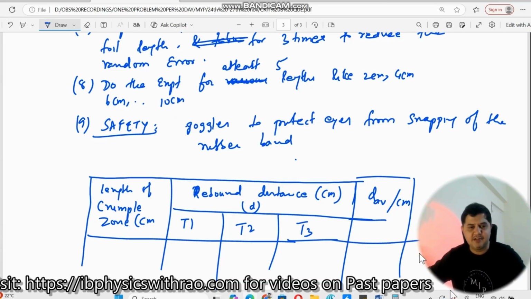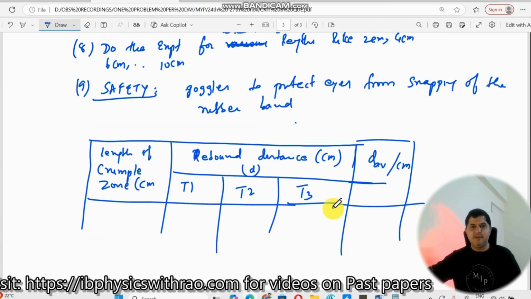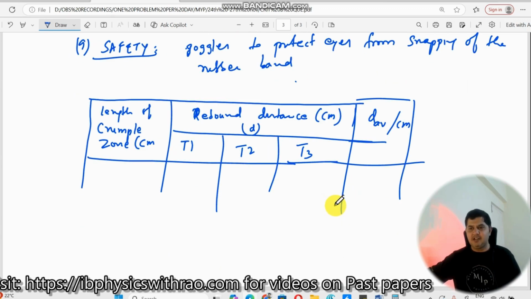If we do so much, I think it's more than sufficient. So with this we come to an end to this particular problem, and we see criteria 2 tomorrow.